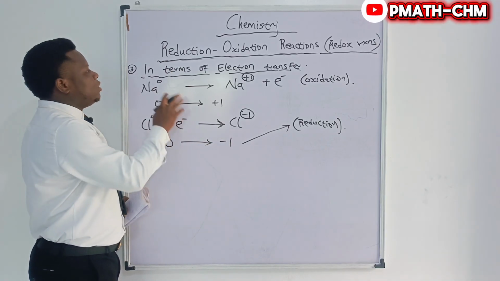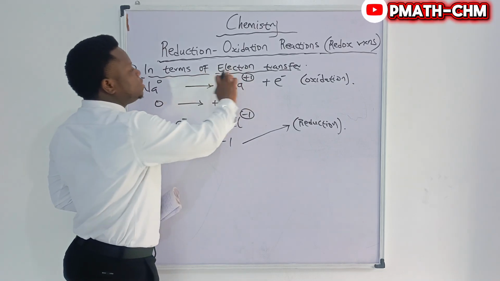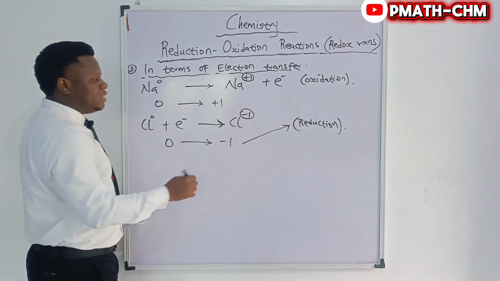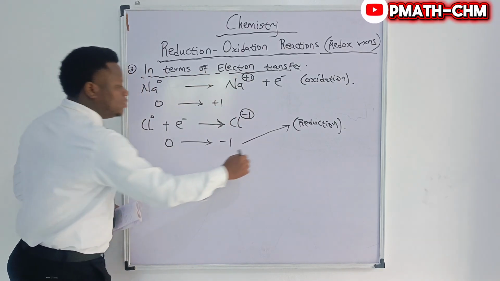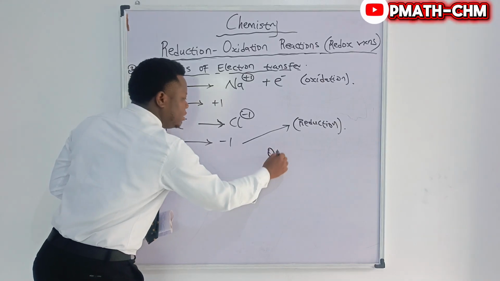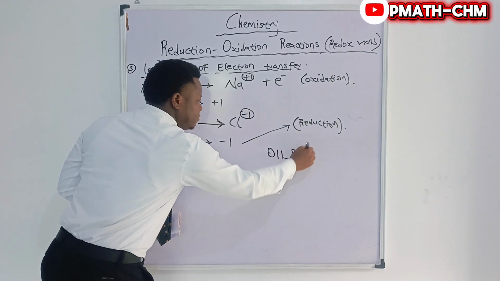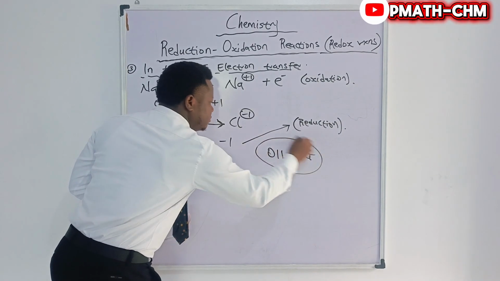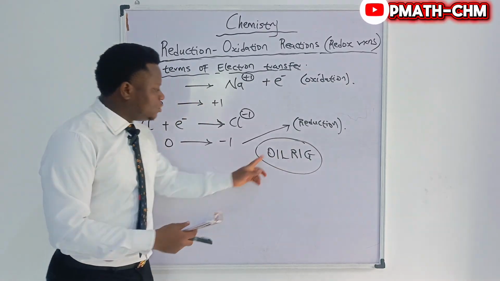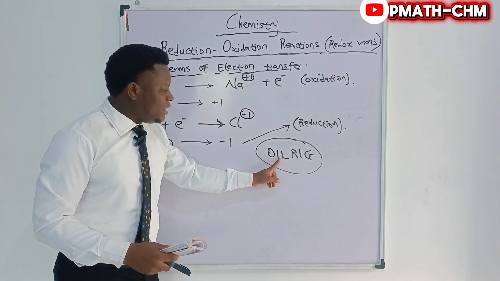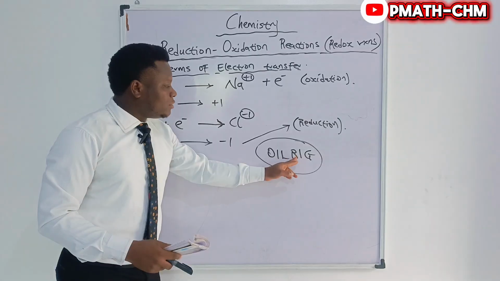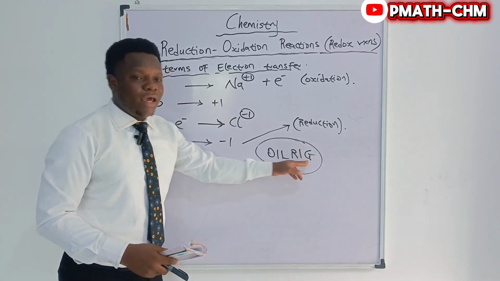So for you to remember the definition of oxidation and reduction in terms of electron transfer, there is a common acronym we use. We write OIL RIG. This is to remind you that oxidation is loss, while reduction is gain.